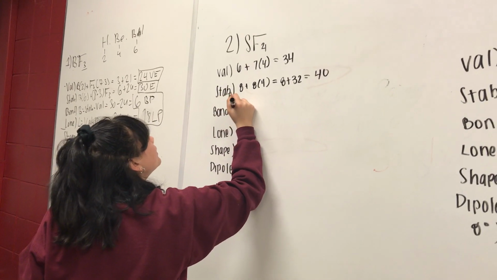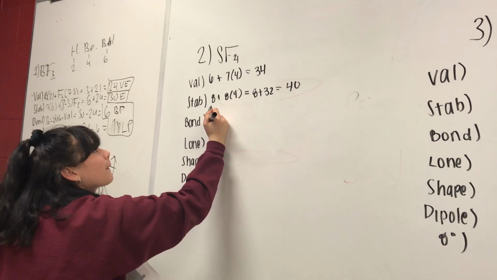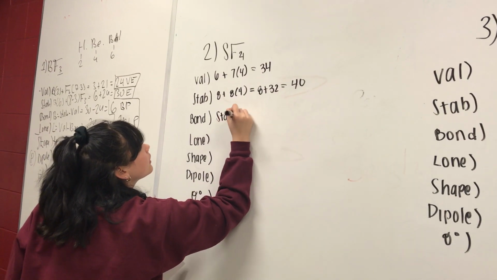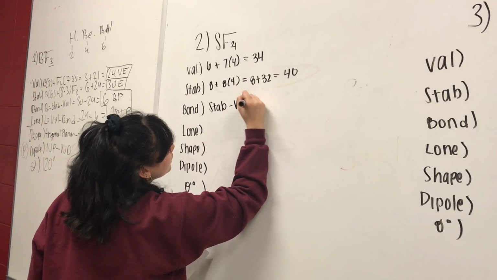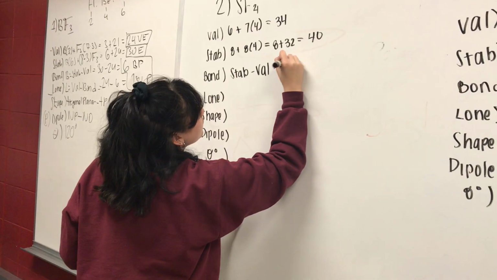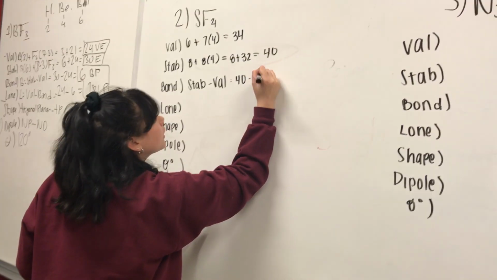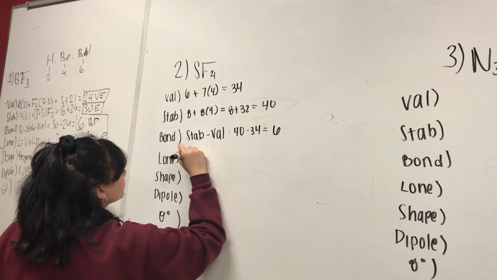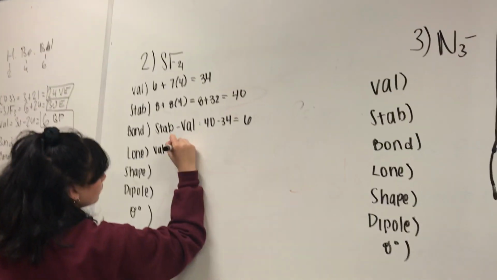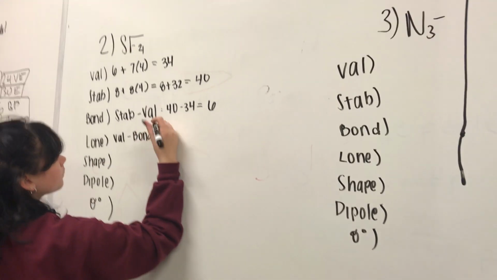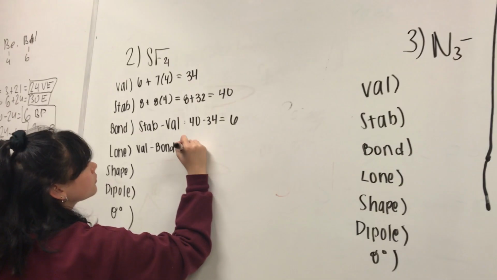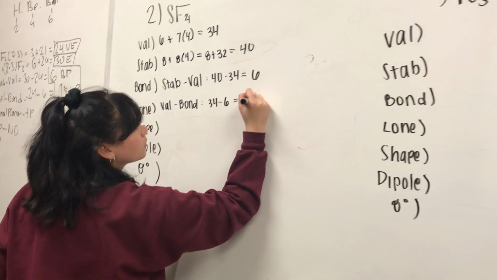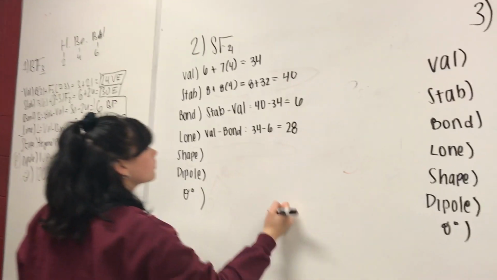So to reiterate, we're going to look at the valence electrons as the sum. The valence electron for S is 6. The valence electron for F is 7 times 4. 7 times 4 is 28 plus 6 is 34. Now the stable configuration: they're all of them going to be 8. So it's going to be 8 plus 8 times 4, because there's 4 fluorine. So it's going to be 40. The bond and lone pairs all come from the equation, so memorize that.